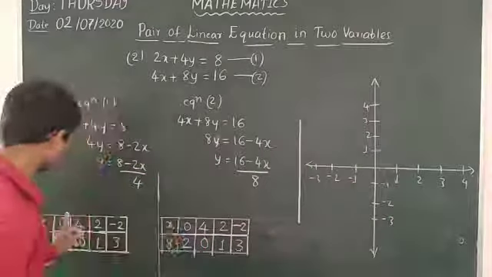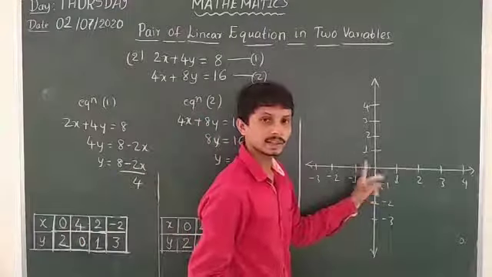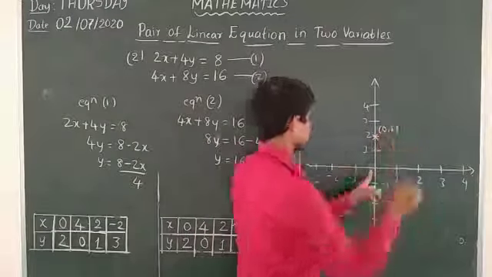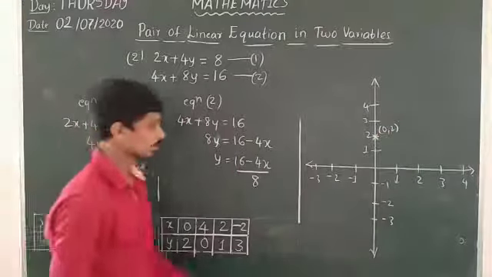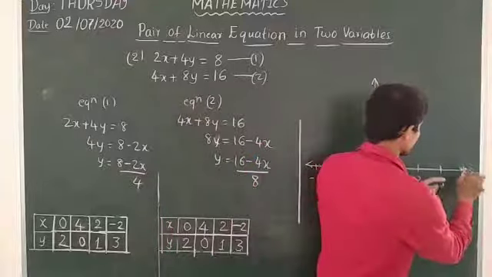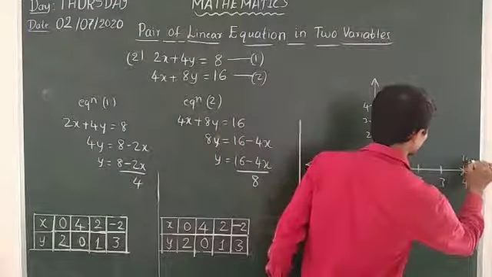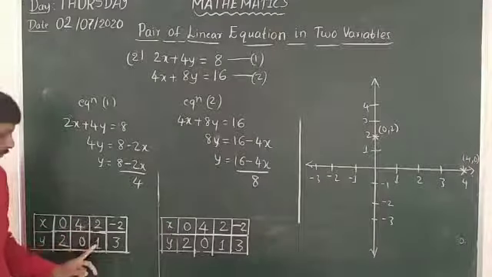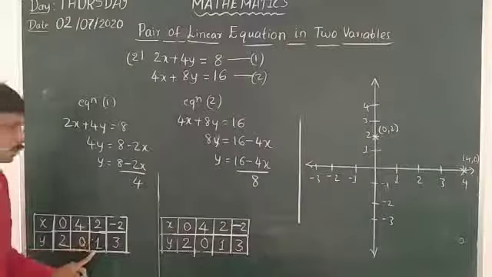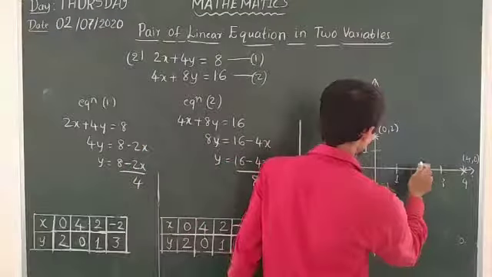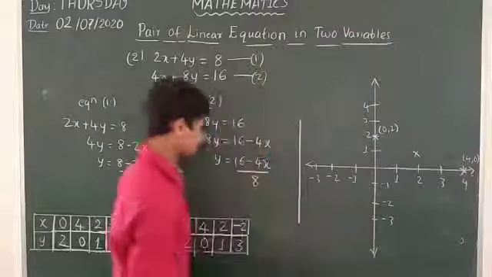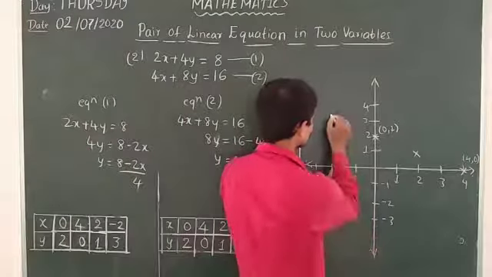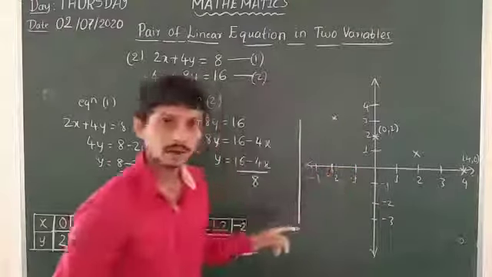So just consider (0, 2). The x coordinate is 0 and the y coordinate is 2 here. Then (4, 0). The x coordinate is 4 and the y coordinate is 0. Then when we take (2, 1), the x coordinate is 2 and the y coordinate is 1. Then (-2, 3). The x coordinate is minus 2 and the y coordinate is 3. So we have to join them.